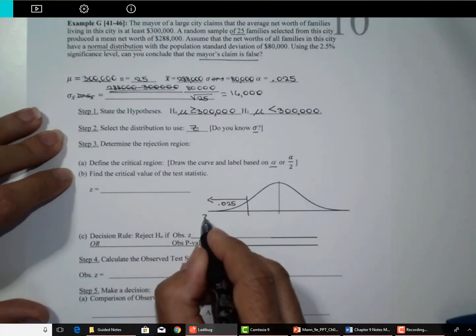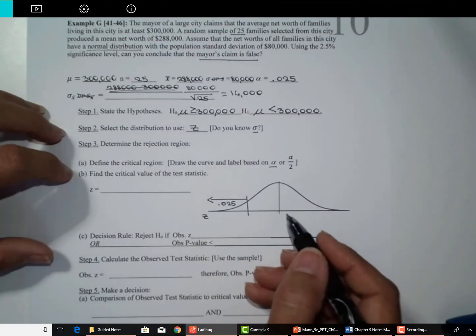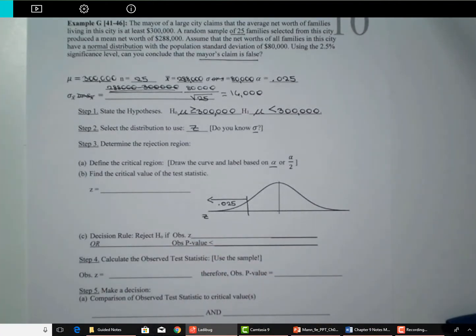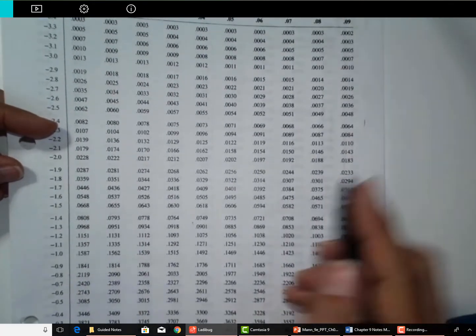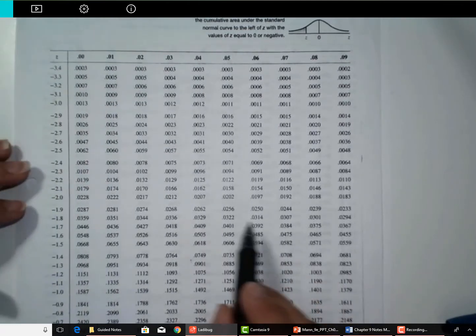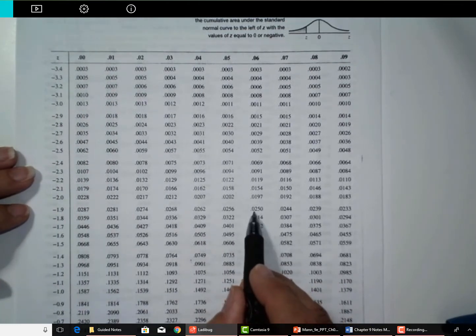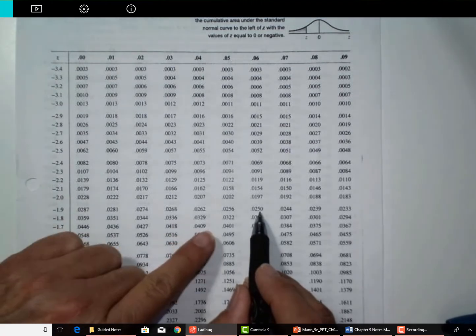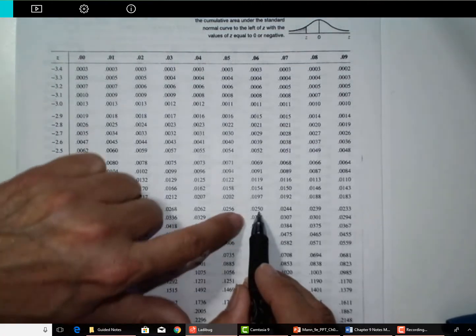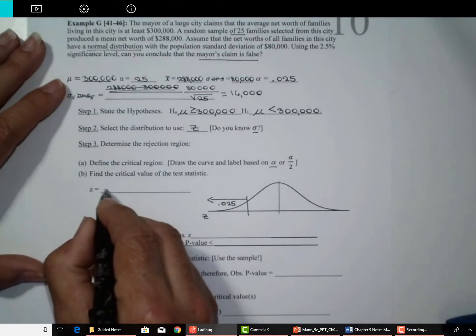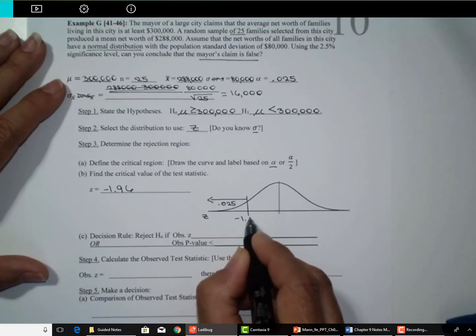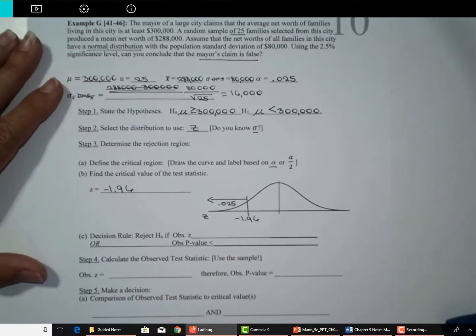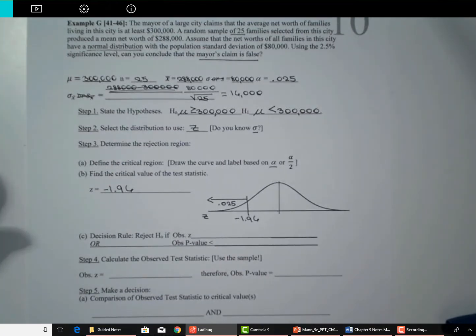So now I have to find what z-value is associated with 0.025. I go back to the negative side of my z-table, and I look for 0.025, and fortunately that's one I've done before, and I can find it pretty easily. Here it is, 0.025. When I look at the numbers, it's negative 1.96. So negative 1.96 is my z associated with my critical level. That's going to be the boundary of my rejection region.